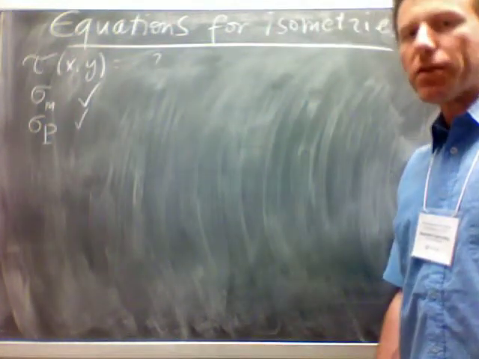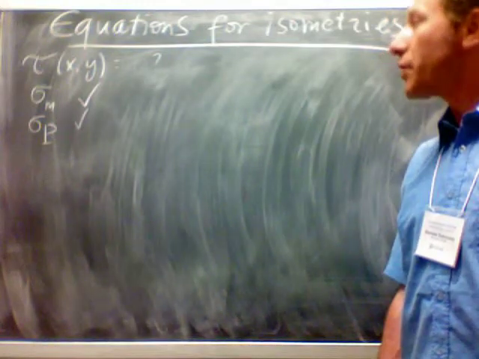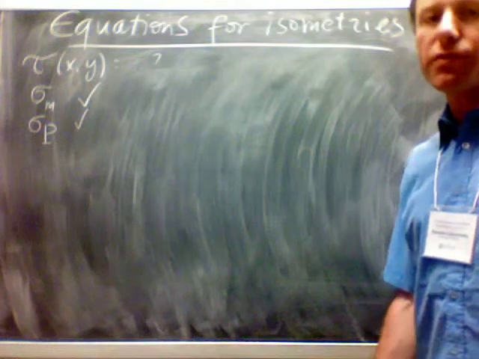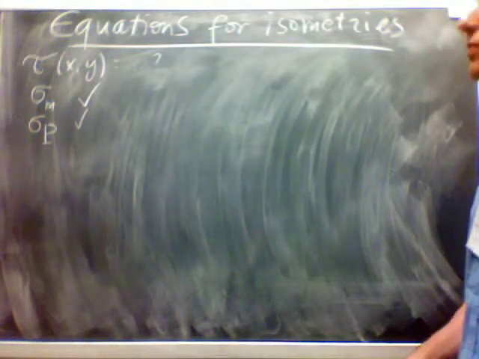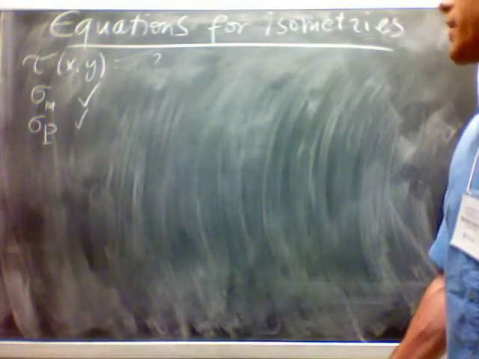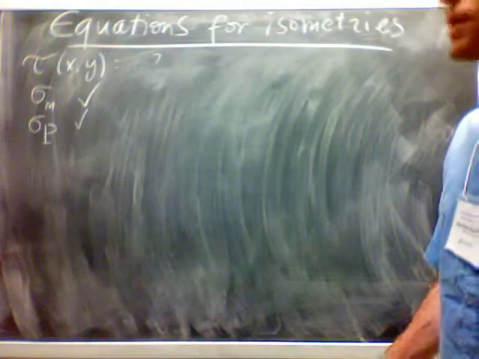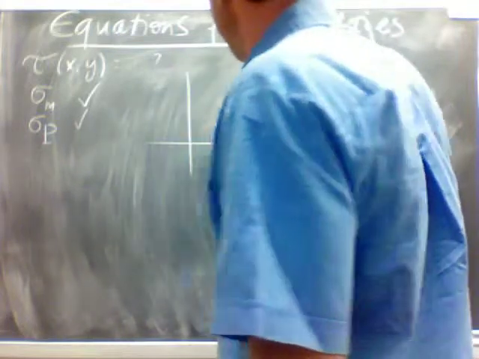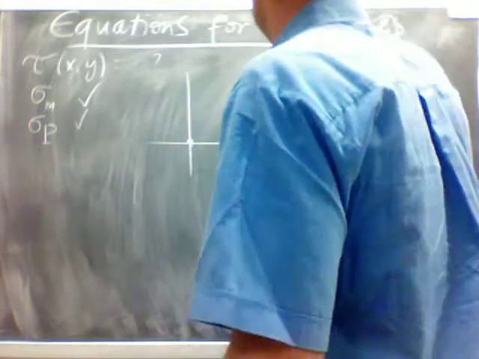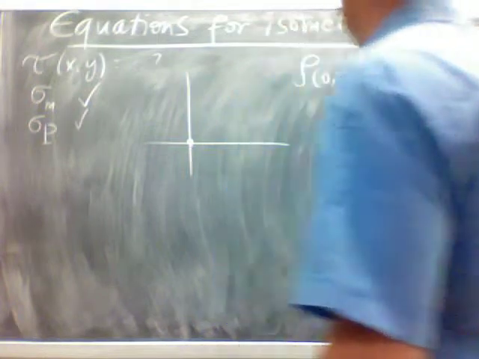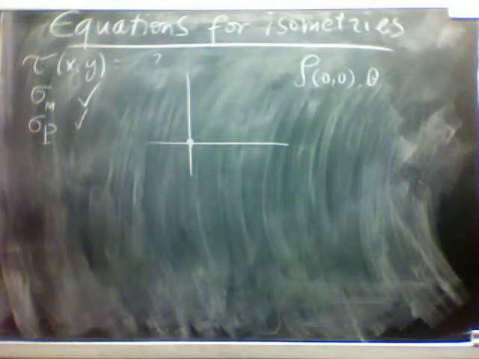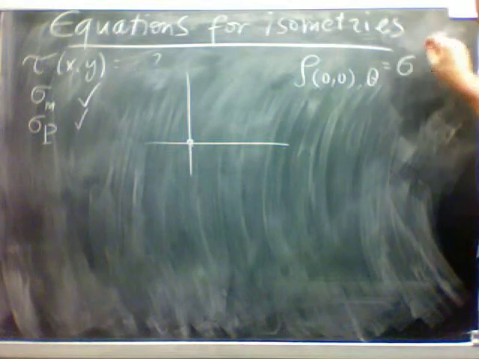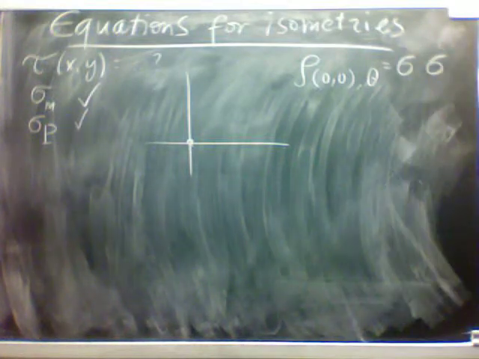Before we tackle the general rotation around arbitrary center and arbitrary angle, let's start with a rotation about the origin and with an angle of theta. So we are looking at the rotation about the origin, 0, 0, at an angle of theta. Of course, we would like to write it as a product of two reflections. In which lines? What are the good lines to put in there?